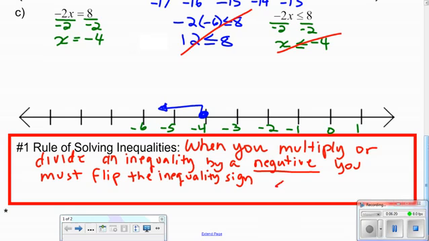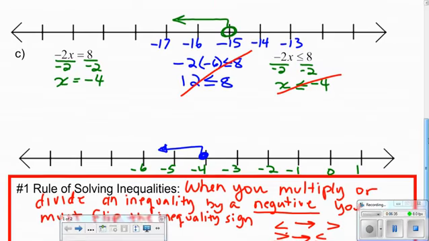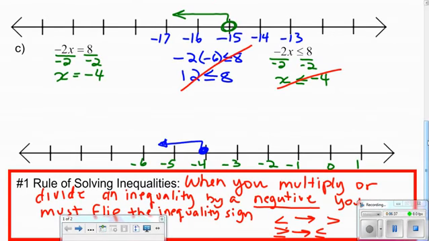So a less than would become a greater than or equal to, greater than or equal to would become a less than or equal to. So the inequality sign, the direction flips. And I'm going to show you a little bit why. If it still doesn't make sense to you, we can talk about it tomorrow.